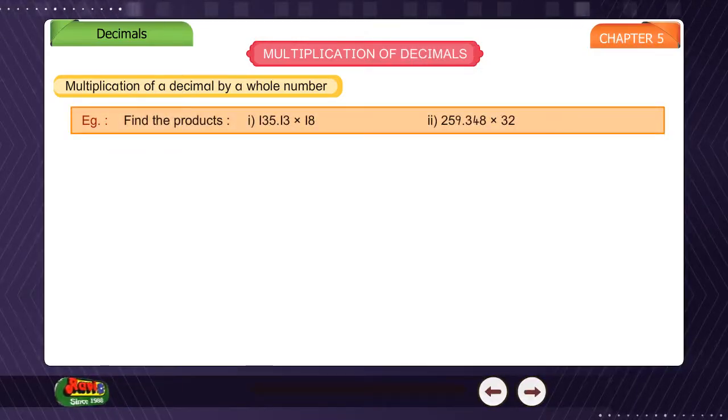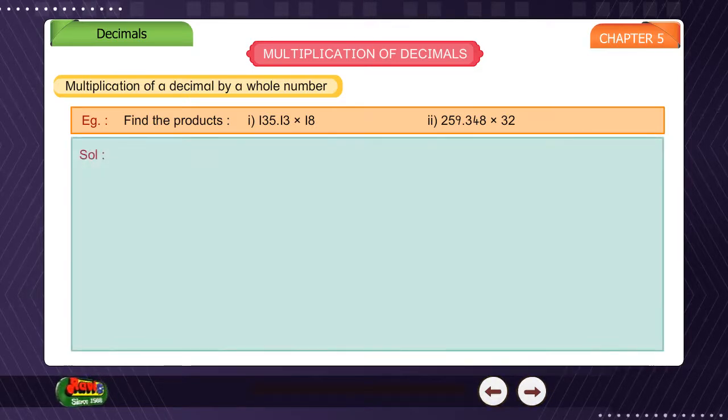Example. Find the products. 1. 135.13 into 18. 2. 259.348 into 32. Solution. 1. 135.13 into 18. 13,513 into 18. 13,513 into 8 is 1,08,104.